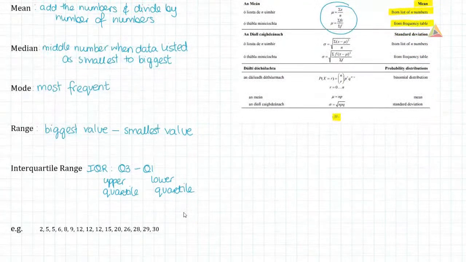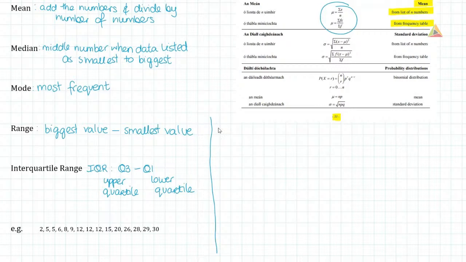So we're going to try all of these with this list of numbers: 2, 5, 5, 6, 8, 9, 12, 12, 12, 15, 20, 26, 28, 29, and 30. Before I start into these, the first thing that I'm noticing is that they're in order from smallest to biggest. So I don't have to reorder them to start using my mean, my median, my mode, my range, and my interquartile range. We're going to work our way through all of these.